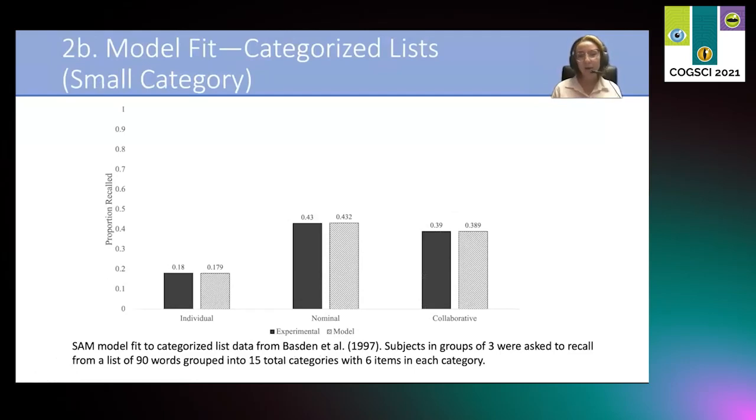And here we have the results from the small category size. As you can see, there's less of an effect of collaborative inhibition in this case, so there's about a 0.4 difference in the proportion recalled for the experimental data, and again, our model was able to reproduce this pattern. So this is really exciting because it shows that not only is SAM able to reproduce collaborative inhibition, but it's also able to support the retrieval disruption hypothesis, which is the hypothesis with the most supporting data from the literature.